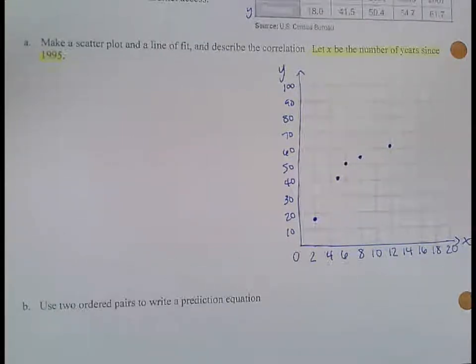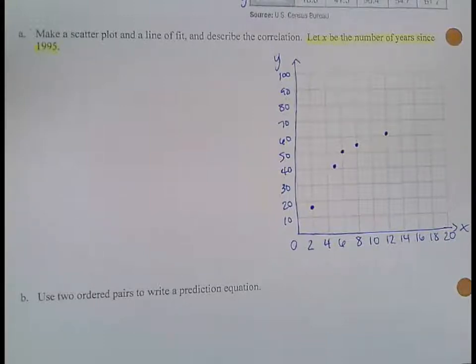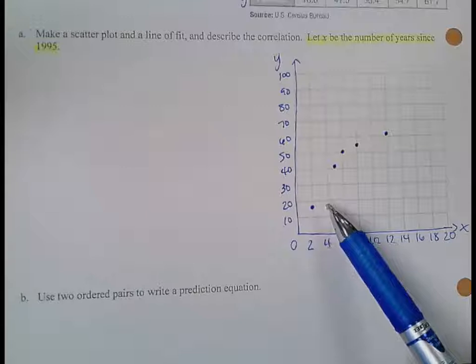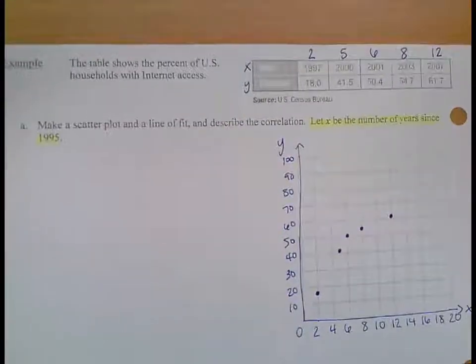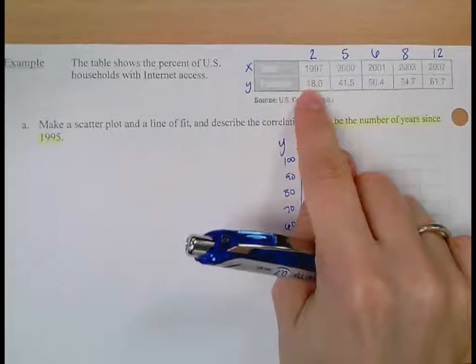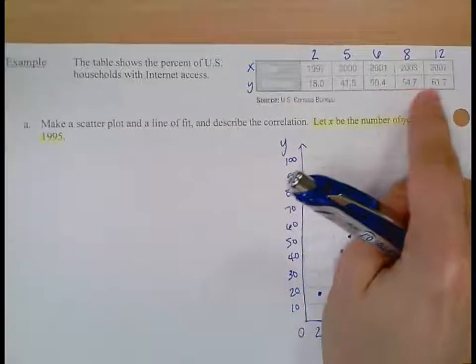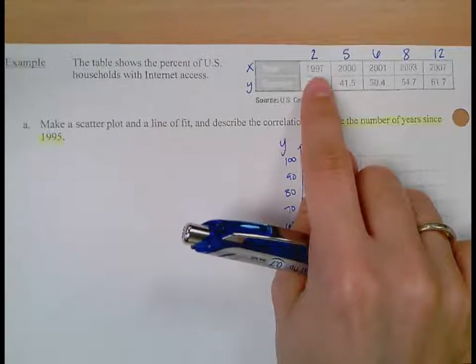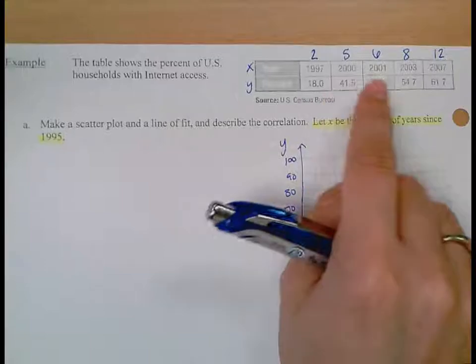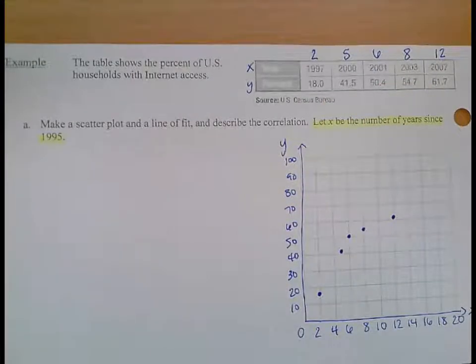Now, with this, and this is how I'm interpreting it, so it's not given in the directions or anything. It's possible with scatter plots to have outliers, and I would almost say that this first point we had would be considered an outlier. An outlier is a point that seems to lie farther away from the rest of your data. And even if you look at the table, this value of 18 seems to be far away from the rest of these values, which, if you think about it, should make sense. There was probably a huge jump in internet access between 1997 and 2000, and now we still see an increase, but it may not be as big of an increase.